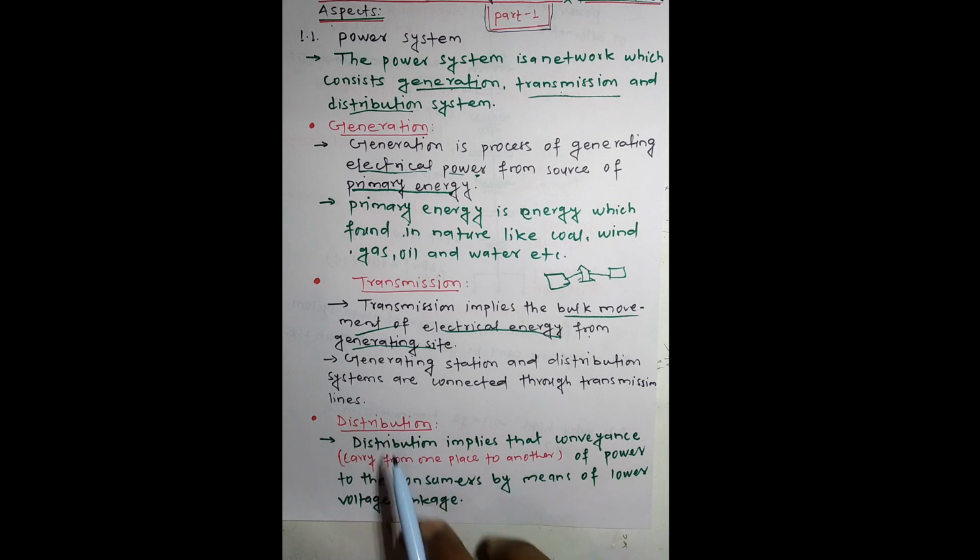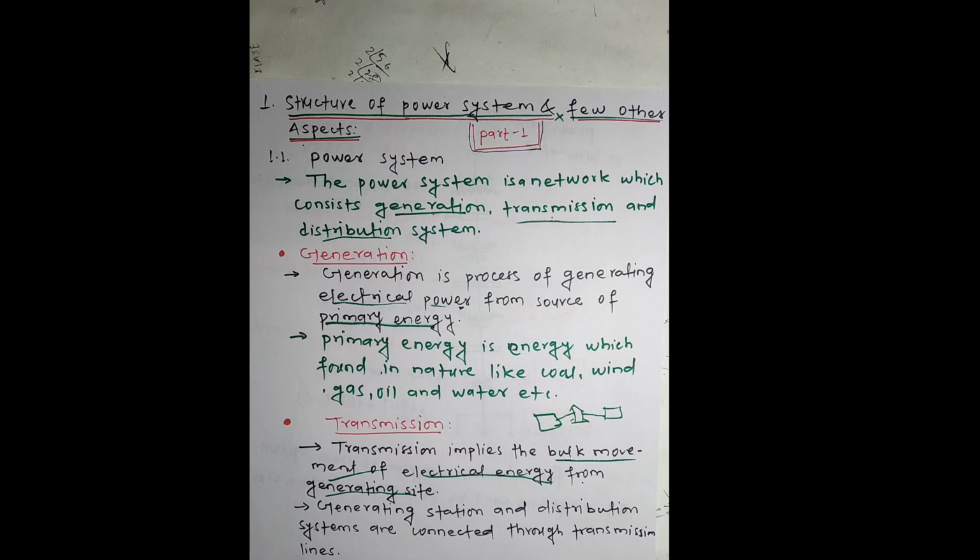And the final term, distribution. Distribution implies conveyance of power to the consumers by means of lower voltage linkage, carrying it from one place to another. We transmit power to the consumer by means of lower voltage, because consumers always need lower voltage. We don't supply 11 kV or more than that.